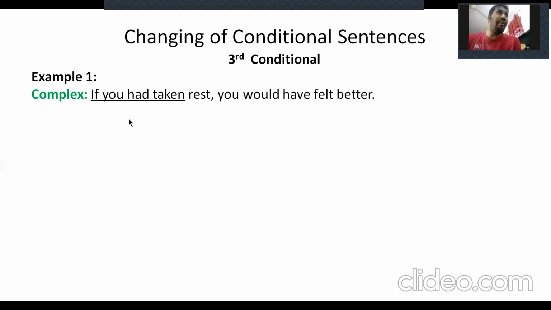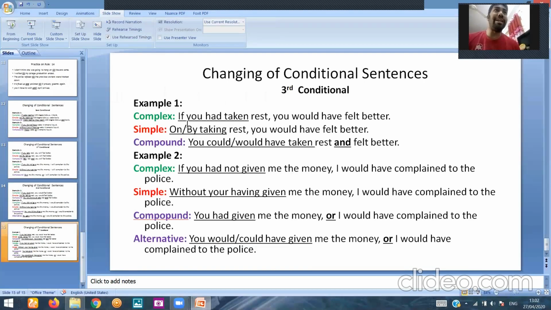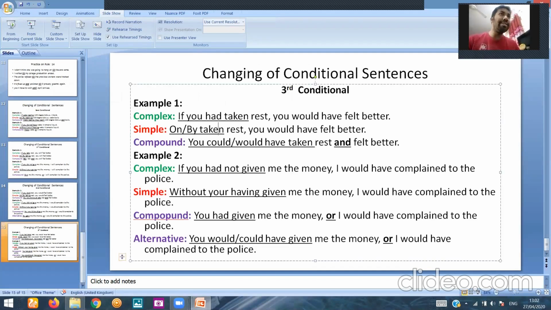To make this sentence simple, we need to use by plus verb plus ing structure, as this sentence is in the affirmative form. So the simple one will read like by taking rest, or by having taken rest. I guess by having taken is better. So let me give that. By having taken rest, you would have felt better. This is the simple one.